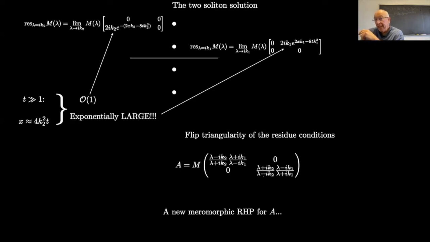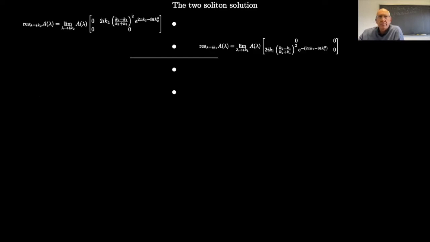So a pole at IK2 and a zero at negative IK2, and the same thing with K1: it's got a zero at IK1 and a pole at negative IK1. What this does is it exchanges the poles in one entry for poles in the other entry. So I make a global transformation from A to M, and now I ask whether this A can still be described in terms of a meromorphic Riemann-Hilbert problem. I took the liberty of doing that. I won't go through these calculations, but it looks very similar to the meromorphic problem I was writing down for M.